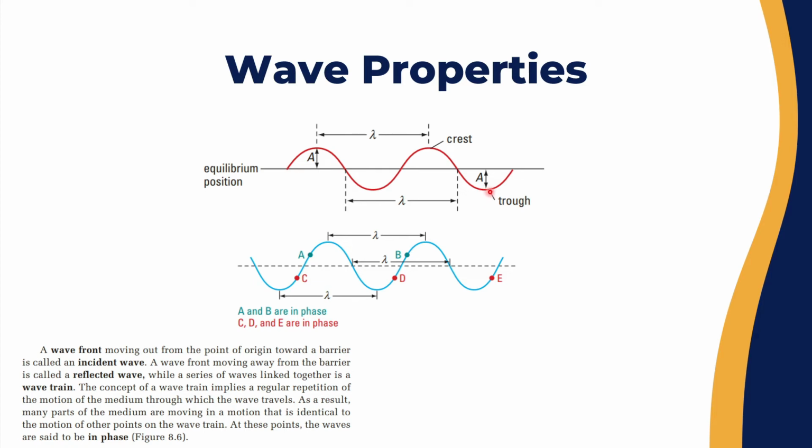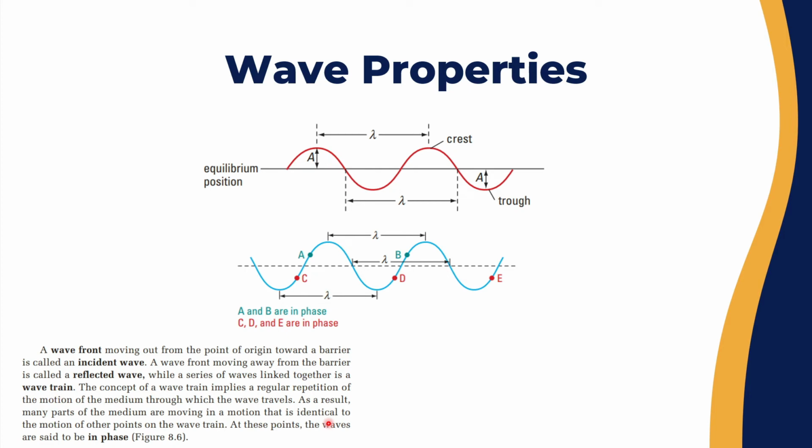There are some more terms. We can say wave front, that is moving out from the point of origin towards the barrier. That is what we call the incident wave. So when the wave is going towards a barrier, we measure between the point of origin and the barrier, and we call it the incident wave. Let's say we have a barrier here. So from the starting point, that's an incident wave. And when we have a series of waves linked together, that's called a wave train.